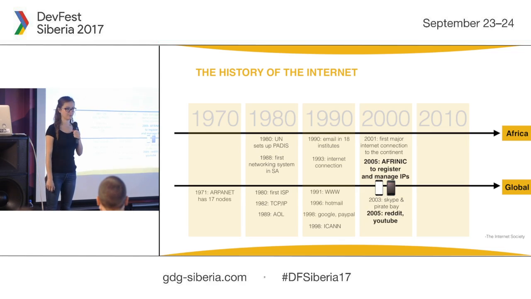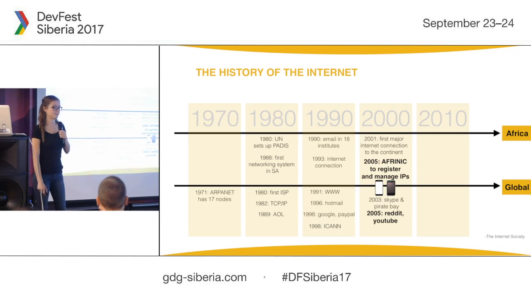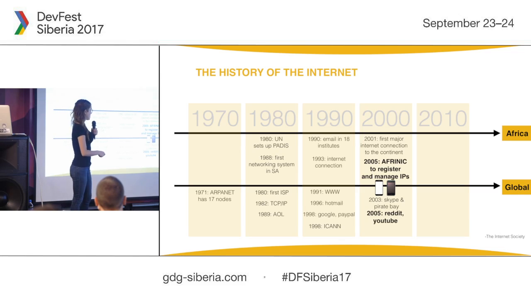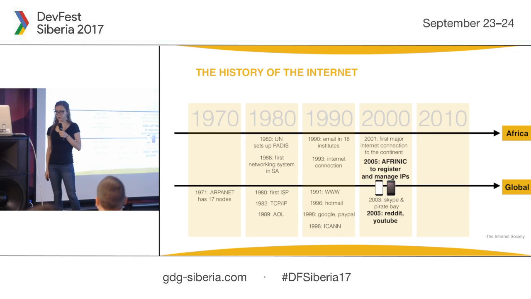Second half of 2000s, mobile phones show up, and this time it's not only outside of Africa. Mobile phones also show up in Africa. Afrinic gets the permission to register African IP addresses.